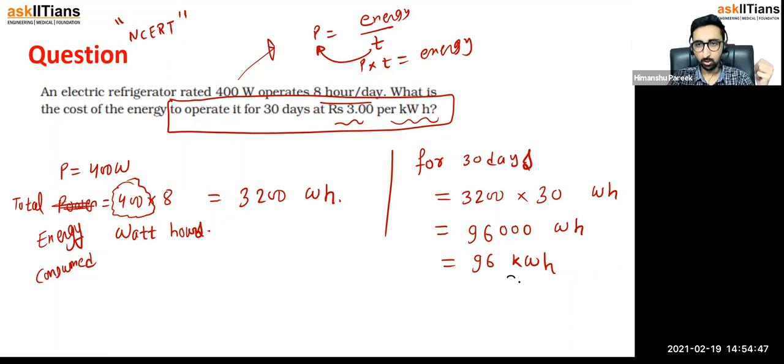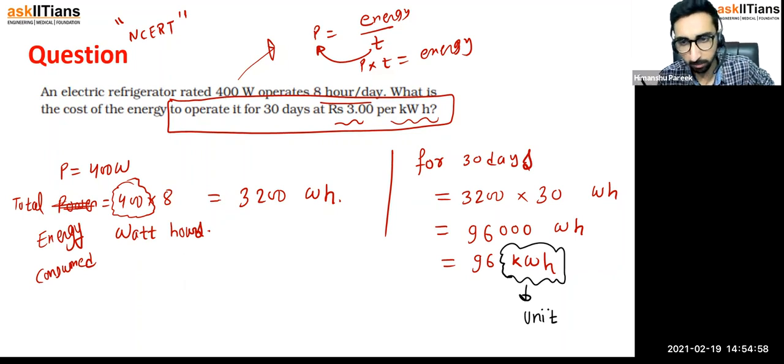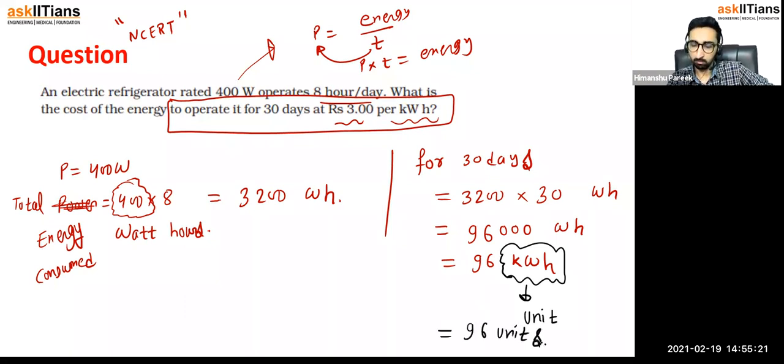Now, this kWh is called as unit. It's just called units. That is why you must have heard that whenever you get the electricity bill, people are saying that this time we got 200 units of bill. This time we got 400 units of bill. This time we got 500 units of bill. So that's what the meaning of unit. So kWh is basically called the unit. So basically, what is the total units we have consumed? 96 units. So kWh is nothing but unit. That's it.